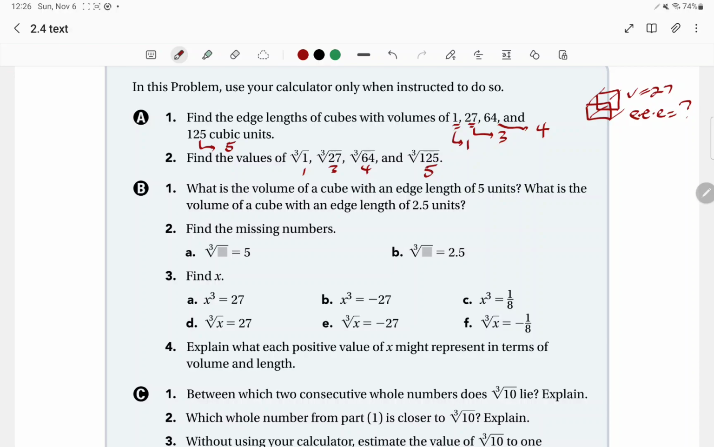On part B, part 1 says, what is the volume of a cube with an edge length of 5 units? What is the volume of a cube with edge length of 2.5? Go ahead and answer part 1. Pause the video and then come back and see how you did.